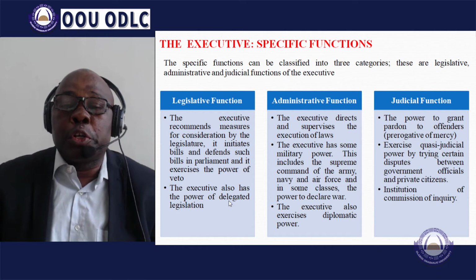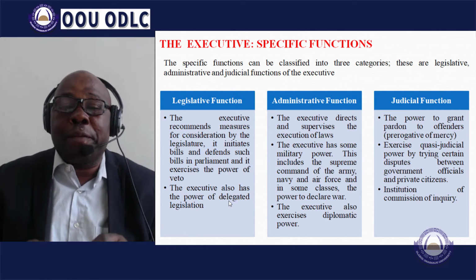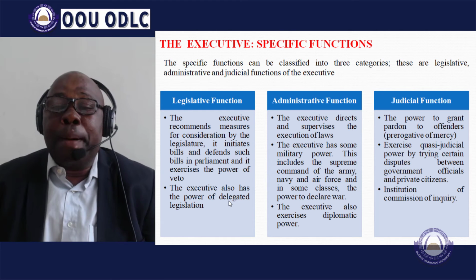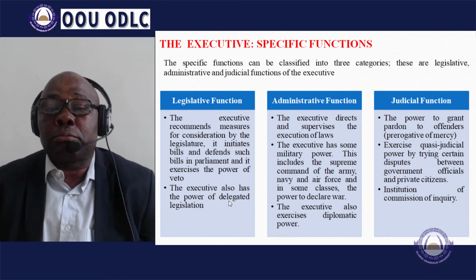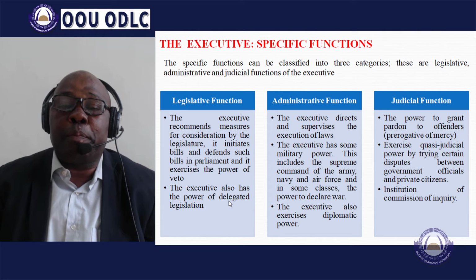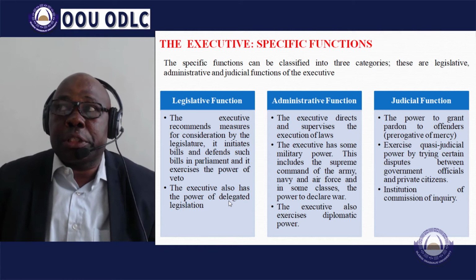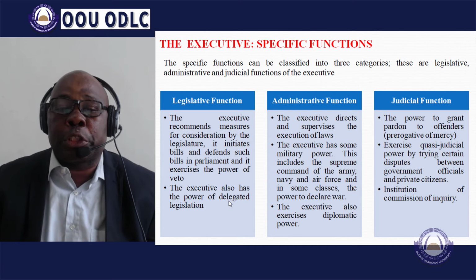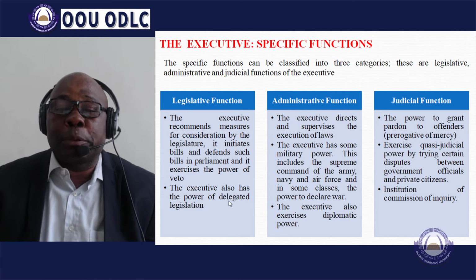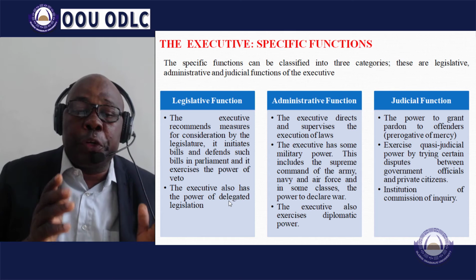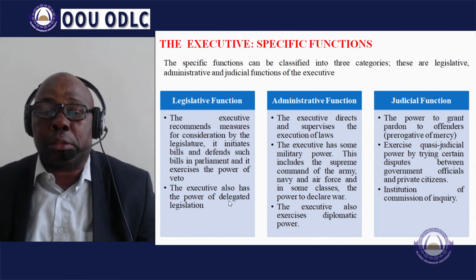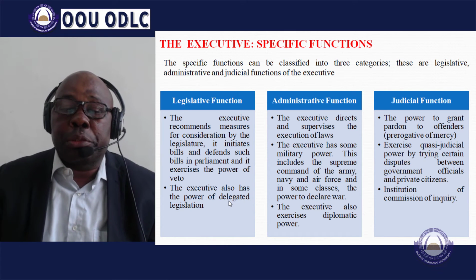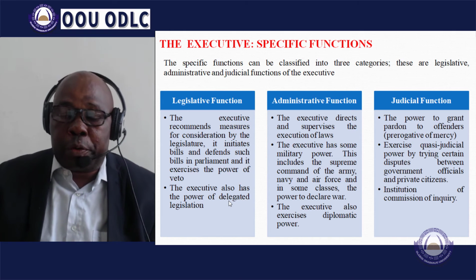Then the judicial functions of the executive. 1. The power to grant pardon to offenders, the prerogative of mercy, is vested in the executive. 2. The executive has power to exercise quasi-judicial functions by trying certain disputes between government and officials or private citizens. And 3rd, the institution of commissions of inquiry.